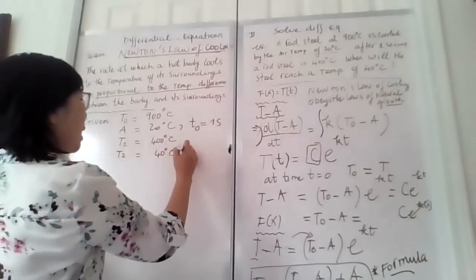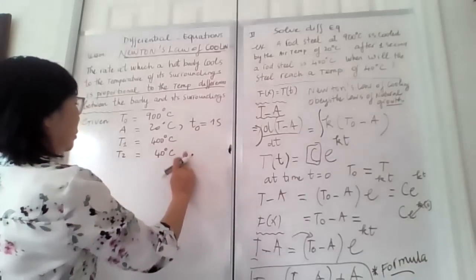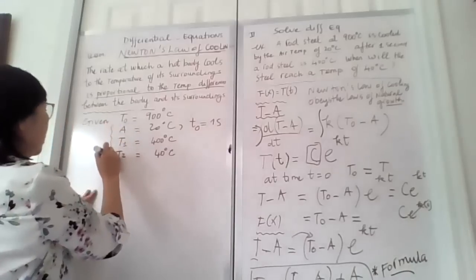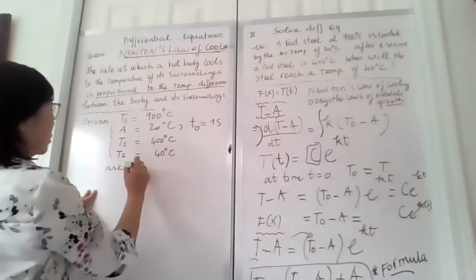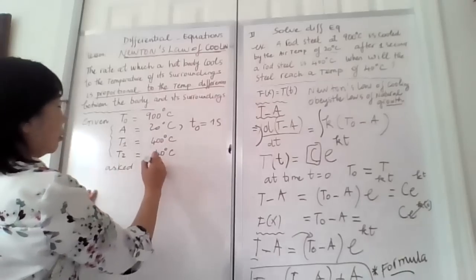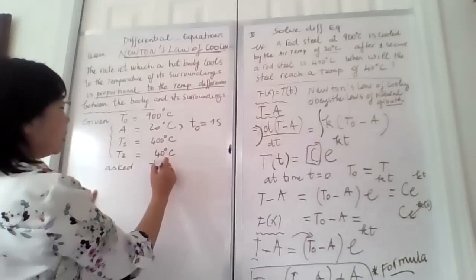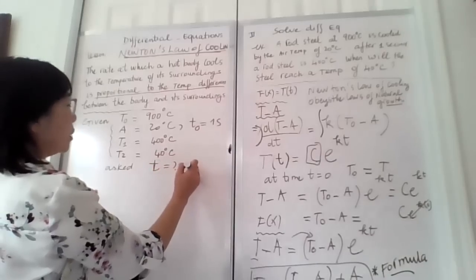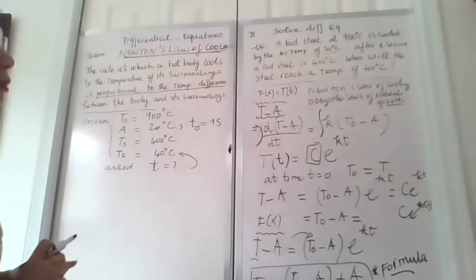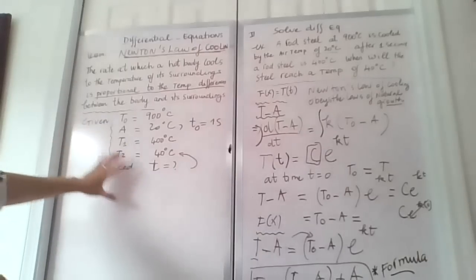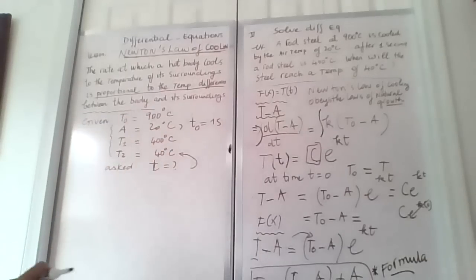So this is the given. And the question asks what? How long? So it asks for small t, how long for the temperature to become 40 degrees Celsius? Okay, so these are the data to keep in mind to do this problem.